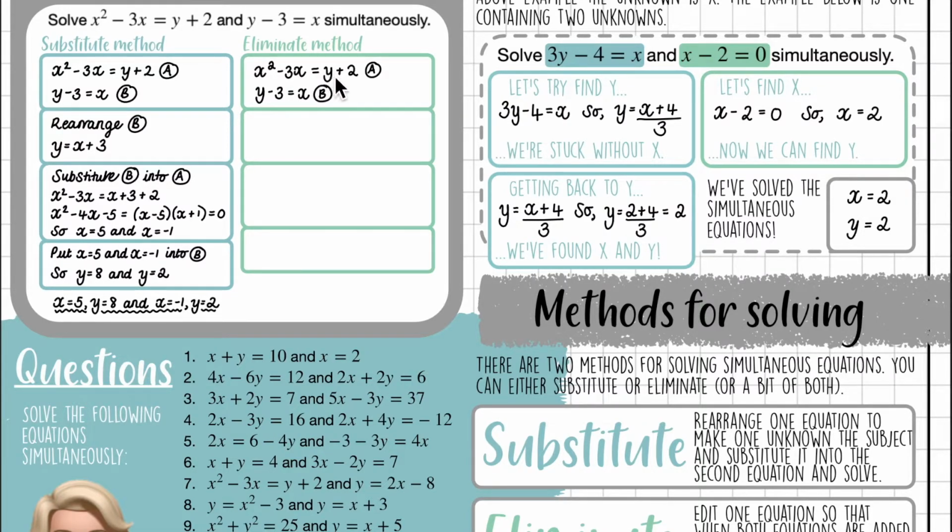Oh, we have a y term here, and the coefficient is 1, and we have a y term here, and the coefficient is 1. Therefore, I actually don't need to edit either of these equations. If I take equation A and minus equation B from it, these y's will actually disappear. We'll get y minus y, which is 0. Therefore, let's do that. Let's do equation A minus equation B.